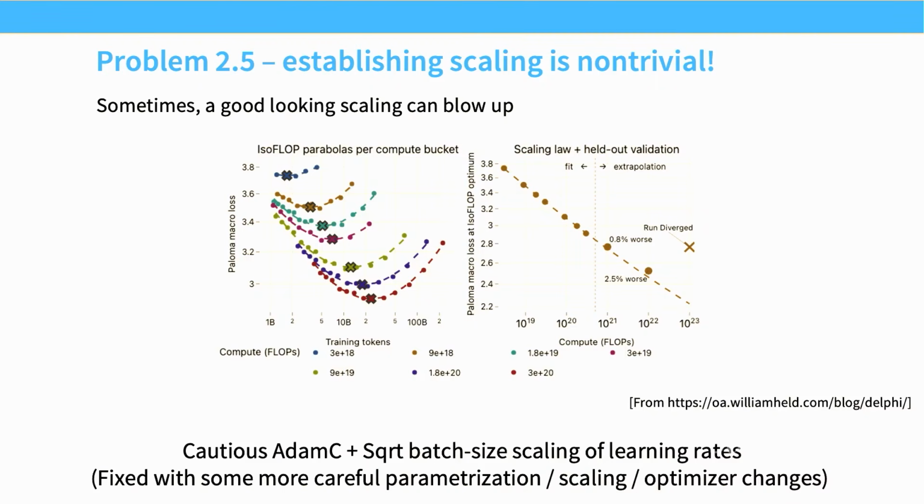And then I'm going to also point out, if you have a new algorithm or a new setting, establishing scaling is quite non-trivial, right? So I've taken this from Will Held, who was working with Marin, which was Percy's open source language model training project. And there, they were basically trying to prove out a particular set of hyperparameters. This isn't even a new algorithm. So this is Cautious Adam, which is like an Adam variant, square root batch size scaling, and a bunch of other standard looking things.